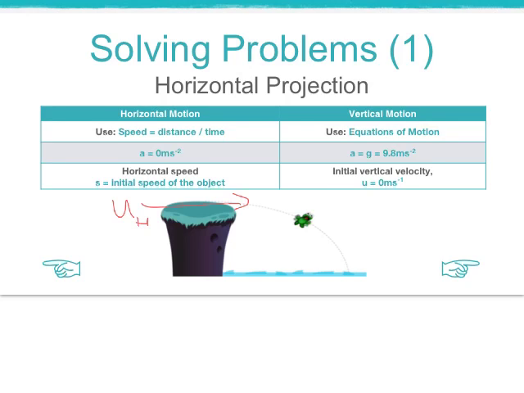For vertical motion, we have some assumptions that we can make quite easily. That acceleration is 9.81, and that our initial vertical velocity, that is the component of the vertical motion, is equal to 0. Now this only happens when we are dealing with questions that are horizontal projection. Our initial vertical velocity would be 0.